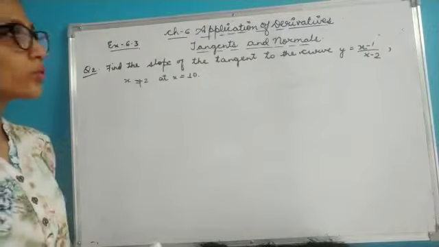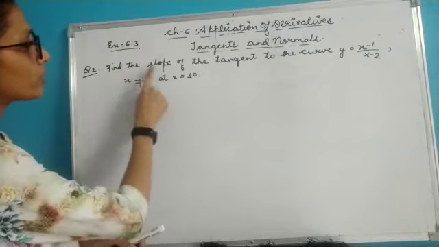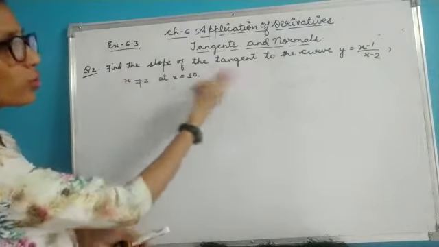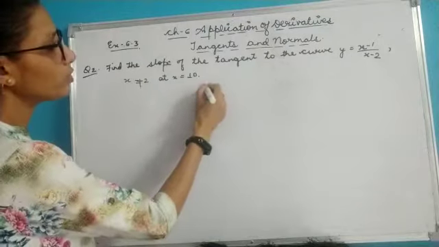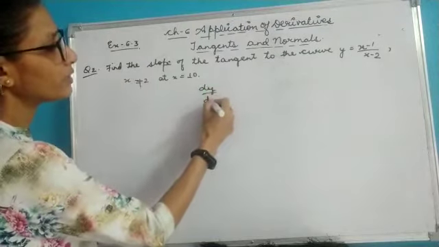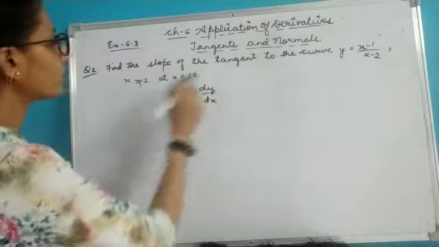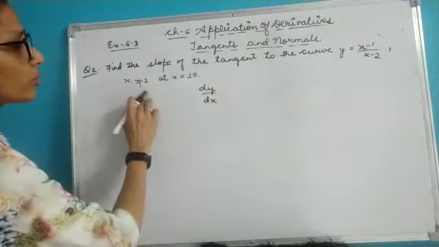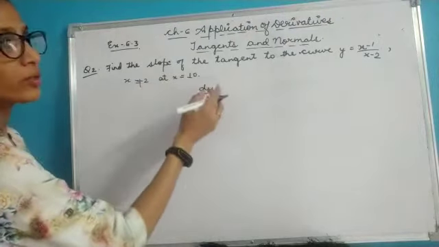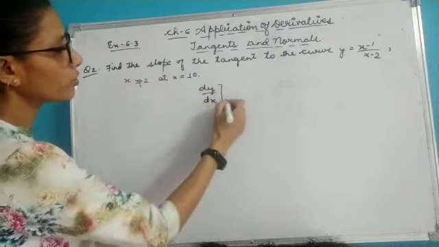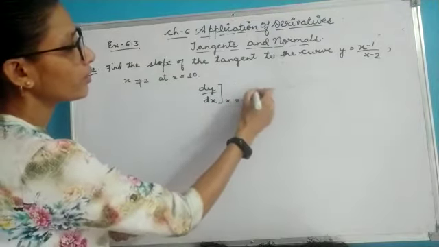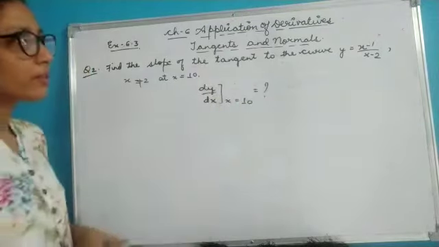Look children, in this question you are asked the slope. Find the slope of the tangent. That means you need to find out dy by dx to the curve this, where x should not be equal to 2, at x equal to 10. So you need to find out the slope at x equal to 10. Let's find out dy by dx.